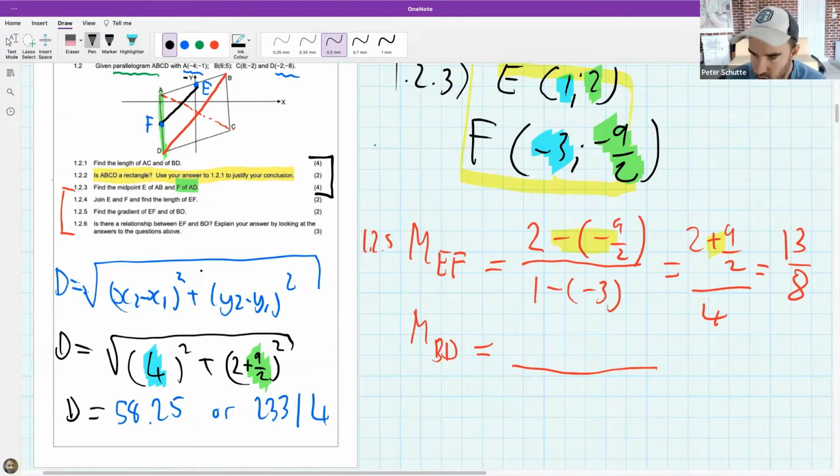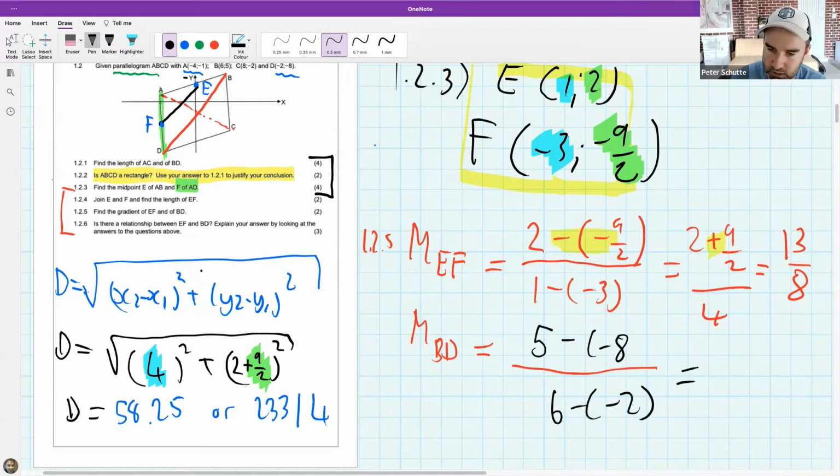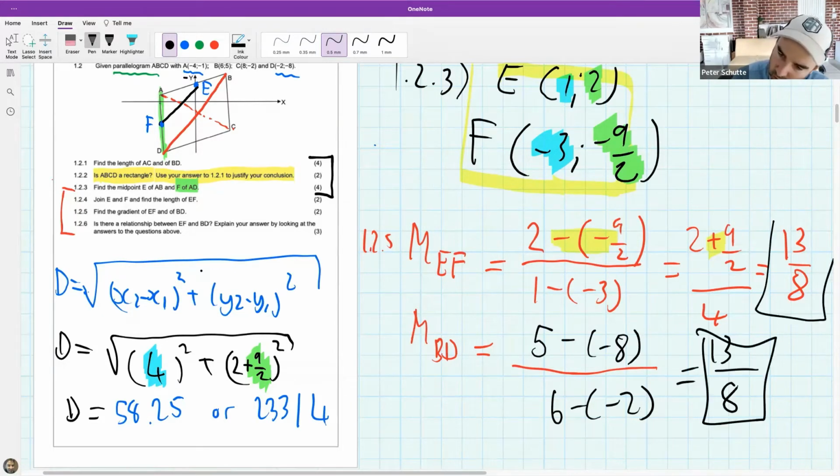Okay, so now what we have is BD, and for BD, using what is in the question, if we go through the working out, you should get B and D. So basically it's going to be 5 minus 8, and then 6 minus 2, which gives me 5 plus 8, which is 13, and then 6 minus 2 is 8. So you have found the gradients are the same.